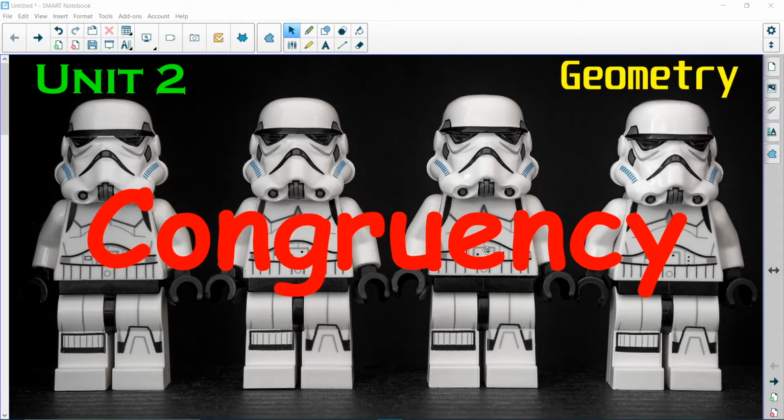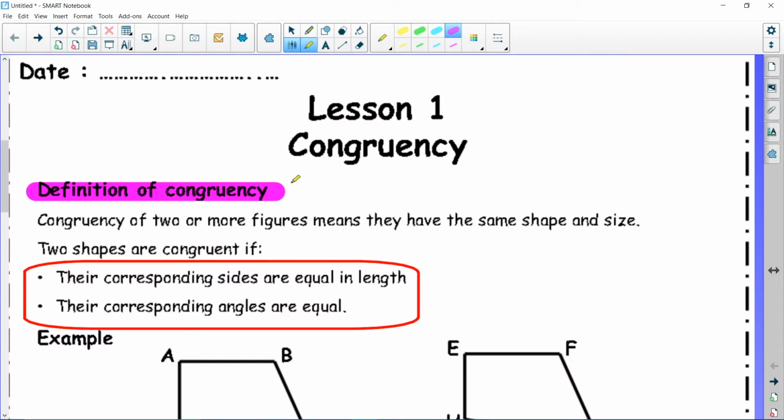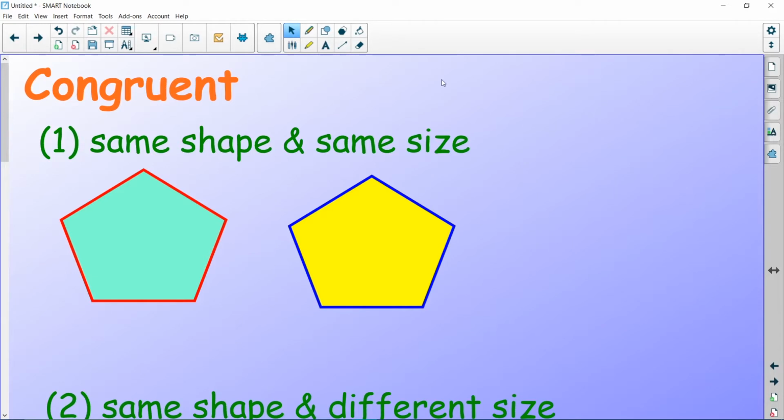Today, inshallah, we are going to study our first lesson in geometry, congruency. Definition of congruency: congruency of two or more figures means they have the same shape and the same size. To prove that any two figures are congruent, I have to prove that they have the same shape and the same size. Look at these two polygons.